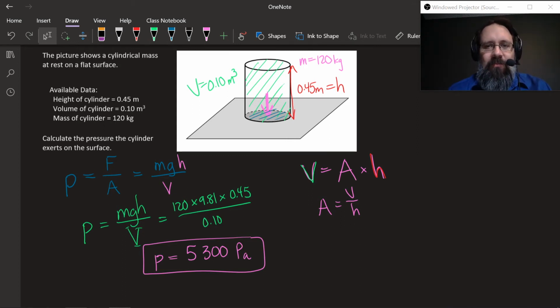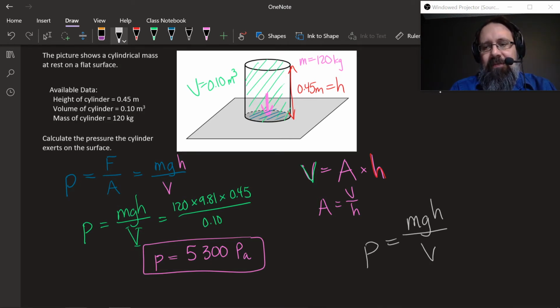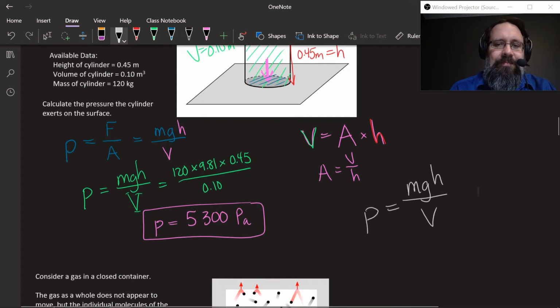So this is roughly, I don't know, it's probably not a human because a human wouldn't be 0.45 meters tall, but this is a 120 kilogram object. It's fairly tall, like half a meter tall, pretty heavy. It's exerting 5,000 pascals of pressure on the ground. The important takeaway we got there was that for a cylinder, the pressure is mgh divided by the volume. That was an interesting equation to remember and keep in mind.